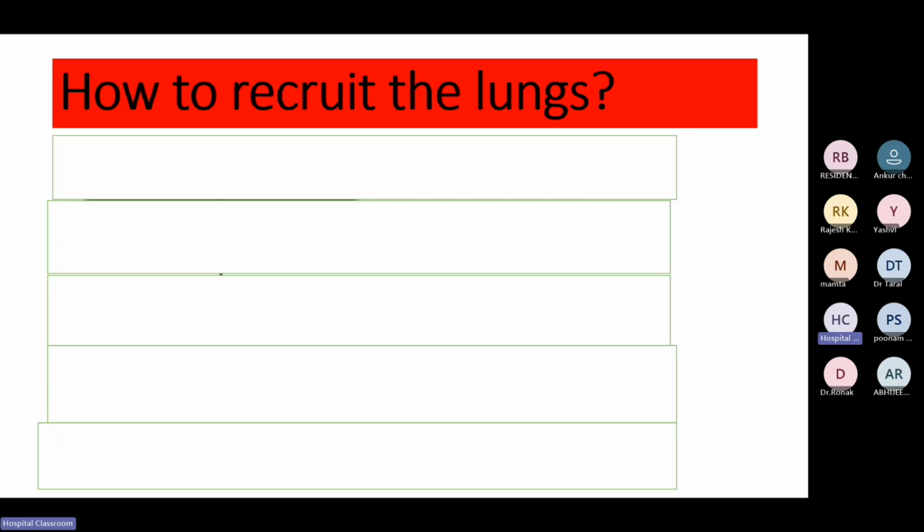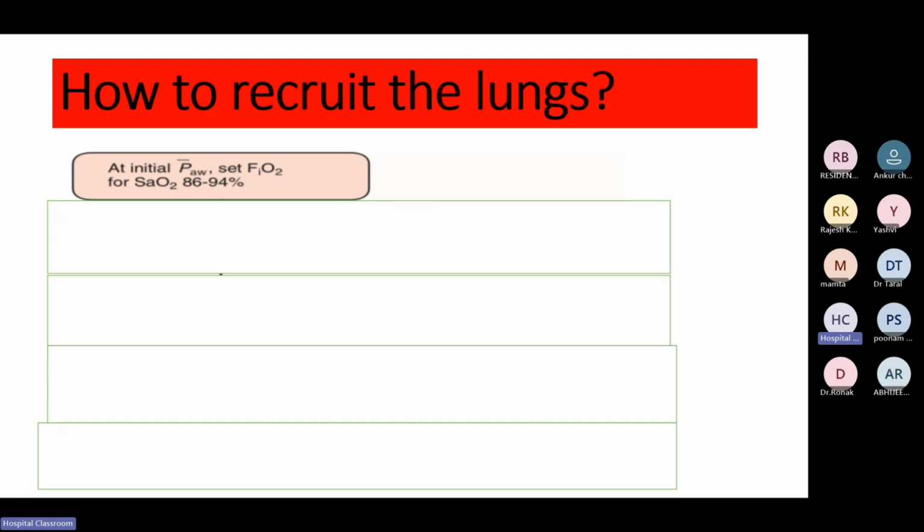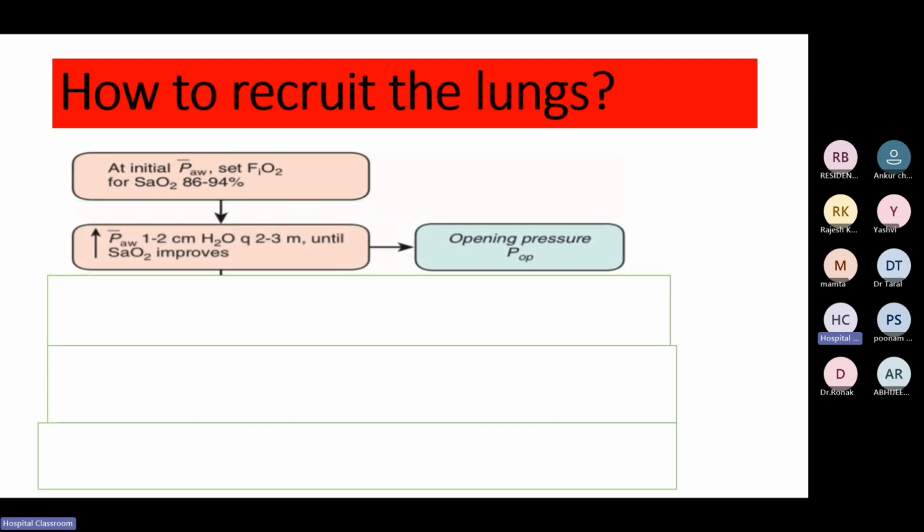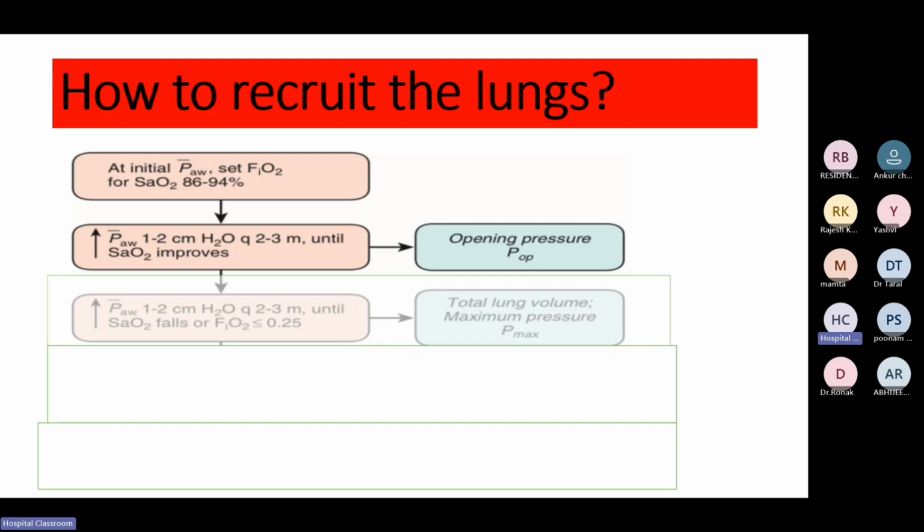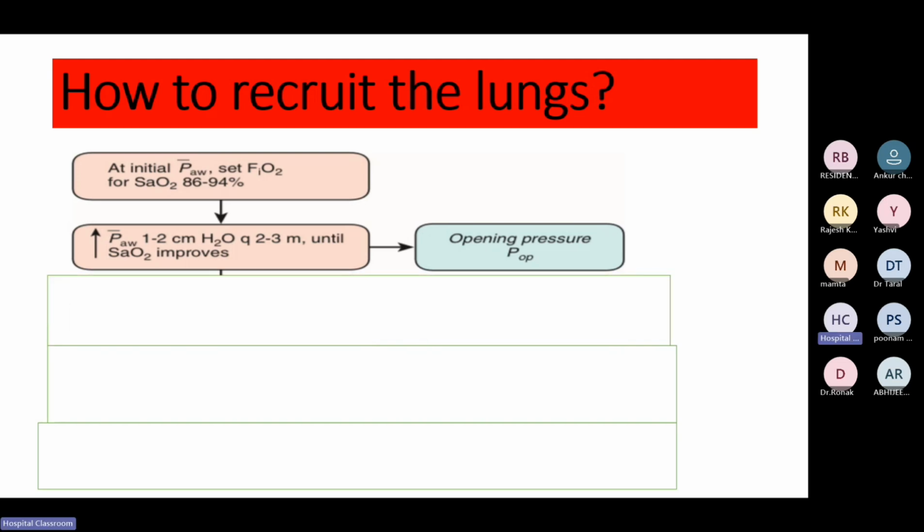So how to recruit the lungs? Initially, when you start the child on high frequency ventilation, you target a saturation, you target the FiO2 such that the saturation is between 86 to 94%, and you start with a mean airway pressure maybe 1 or 2 higher than that on conventional ventilation. Then subsequently, you keep on increasing the mean airway pressure by 1 to 2 centimeters of water every 2 to 3 minutes until a point comes where suddenly after increasing the pressures, your SpO2 starts increasing.